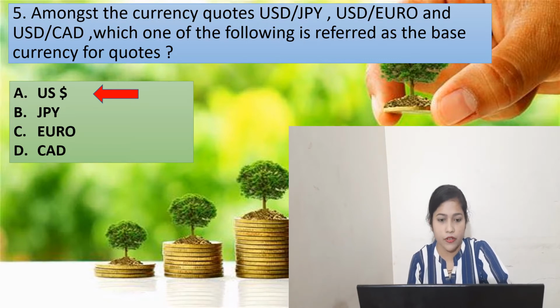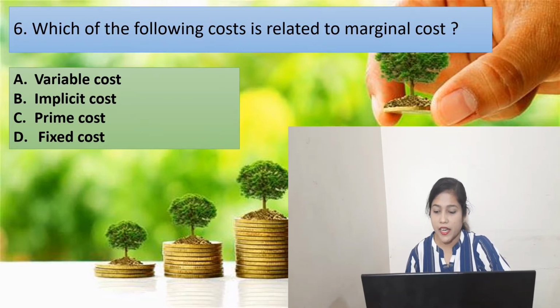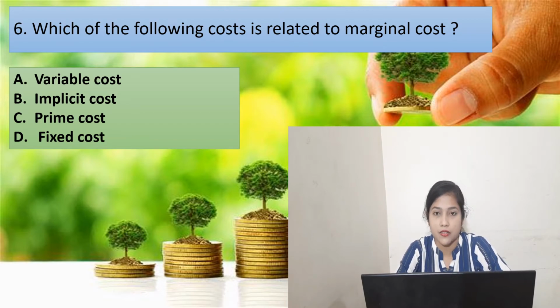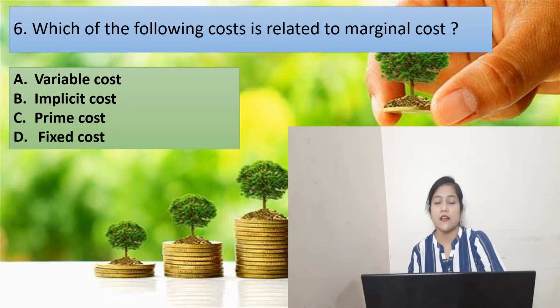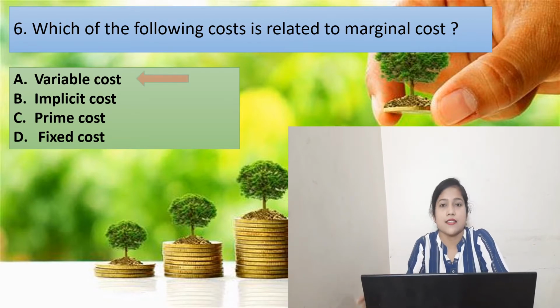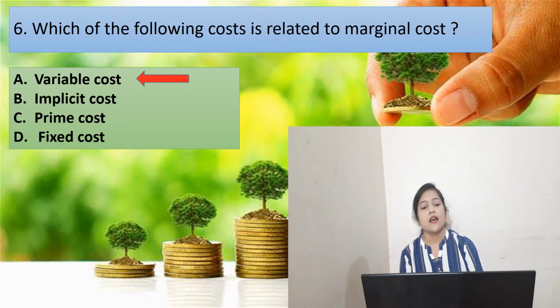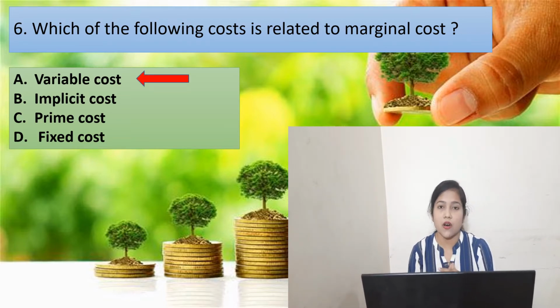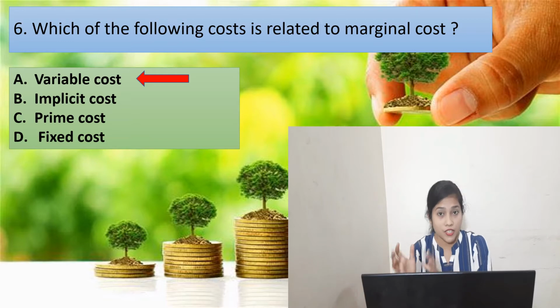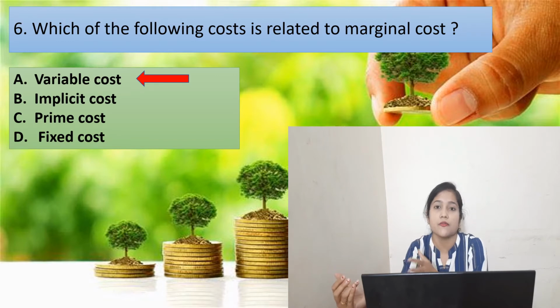Moving to the sixth question: which of the following costs is related to marginal cost? The options are first variable cost, second implicit cost, third prime cost, and fourth fixed cost. The answer is option A, variable cost. Why? What is marginal cost? Marginal cost means the extra cost changed when you go for an extra unit addition or deletion of your product.